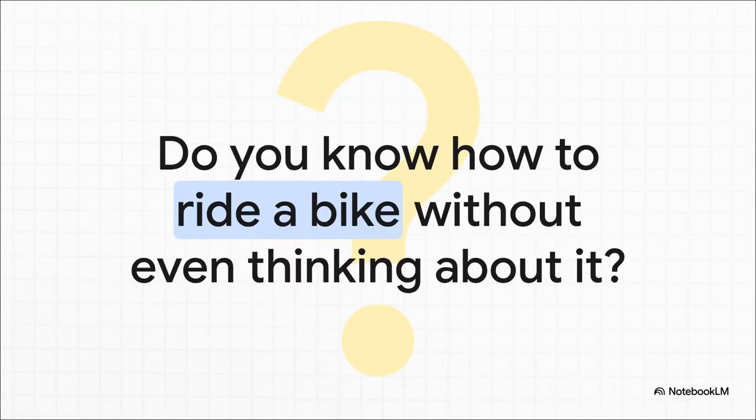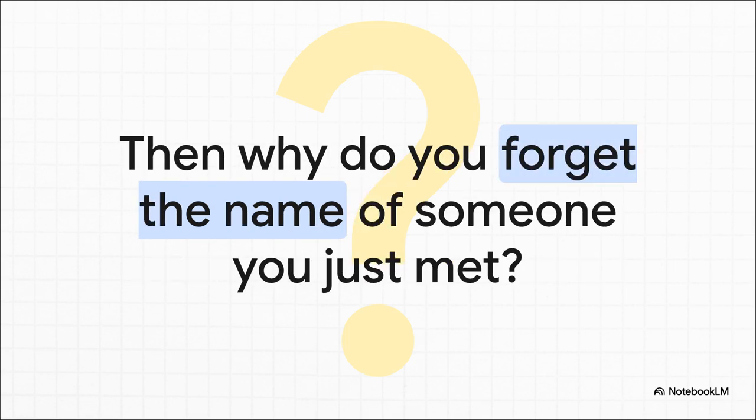I mean, think about it for a second. Your brain stores some information so perfectly, it just becomes automatic, right? Like you never forget how to ride a bike. And yet, why is it that you can forget the name of someone you just met? It can be so frustrating. So what's going on in there? Let's pop the hood and take a look at the user's guide to how this whole thing works.